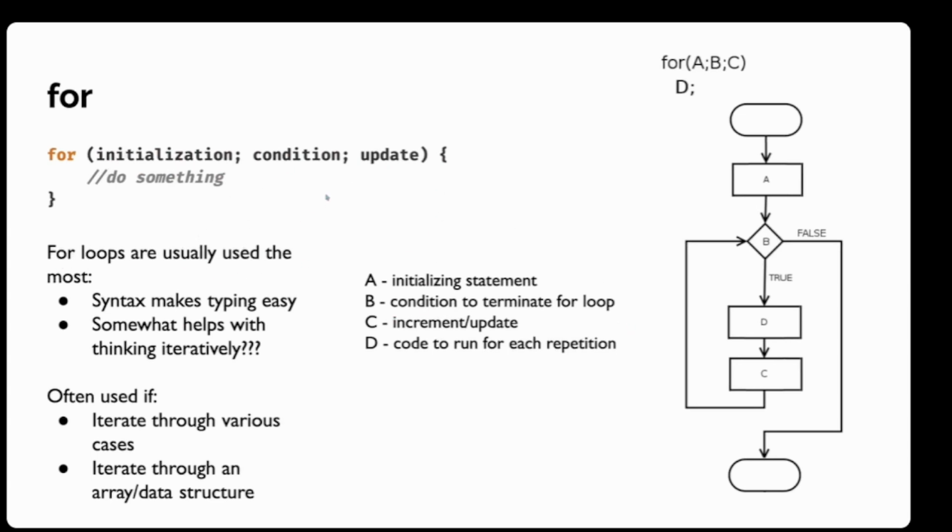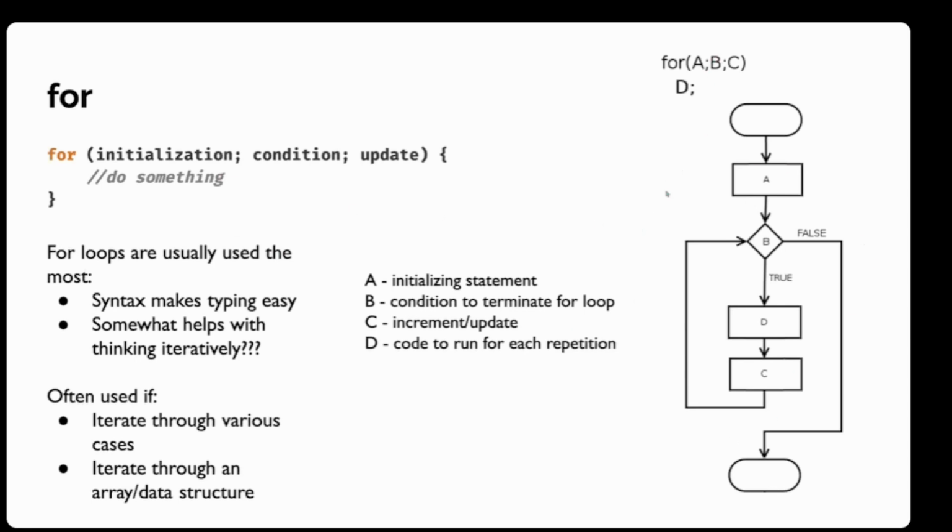For loops are usually used the most. I mean, it just looks good, and it's quite easy to understand. If you want to iterate through an array or data structure, it's very useful for that.